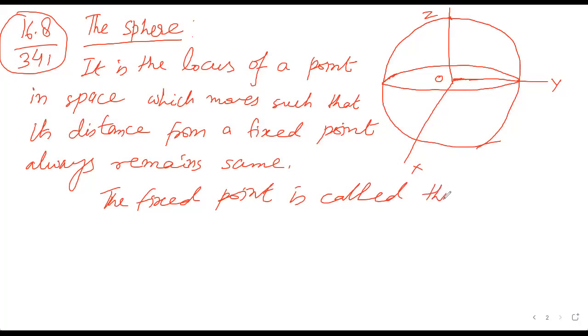...is called the center of the sphere. Sir, will the fixed point be anywhere on the axis? No, why would it be on the axis? It cannot be a fixed point there. I am saying that if you are taking it on the axis, it will become a sphere there. I am just taking the origin for the sake of convenience only. I have plotted this figure, but the sphere may be anywhere, like your circle.